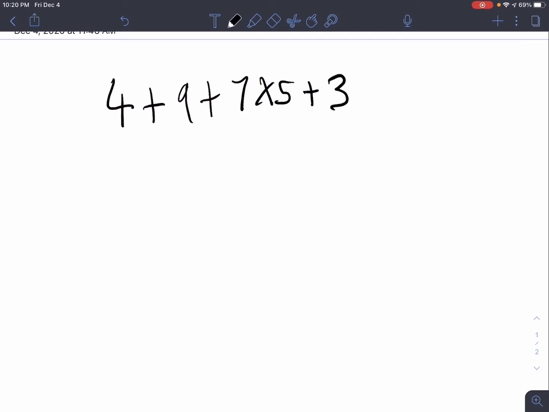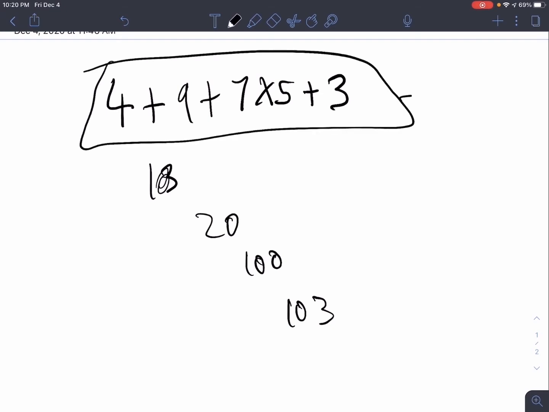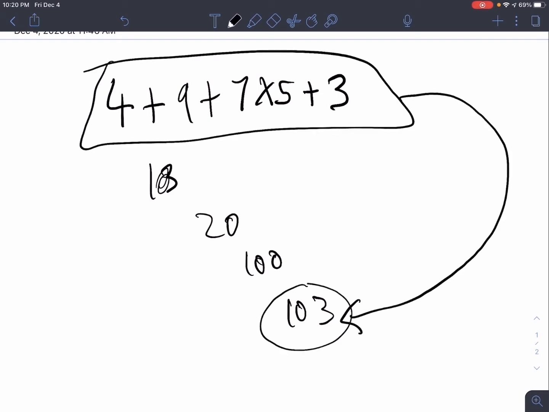So 4 plus 9, what's that? 4 plus 9 is 13. 13 plus, then we do 13 plus 7. What is that? 20. So you get 20. Then you get 20 times 5, which is 100. Then 100 plus 3 is 103. So you would say the answer to this problem right here would be 103.